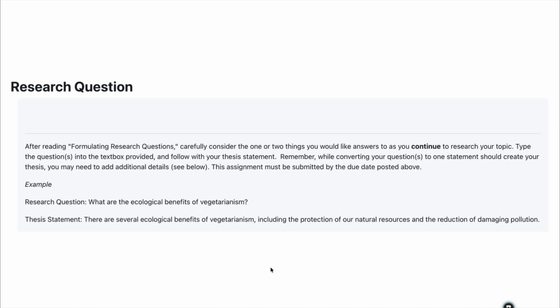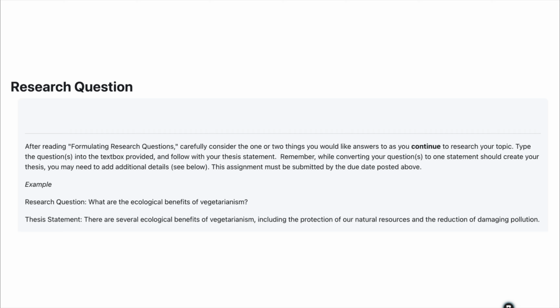Next, you're going to think about what you learned in formulating research questions. You're going to narrow it down into 1, possibly 2 things you'd like answers to as you continue to research. So in the text box provided, you're going to list your research questions, that drilled down question that you're hoping to have your research answer this semester about your topic. And then often just by converting your question into a statement, you can start to form that working thesis statement.